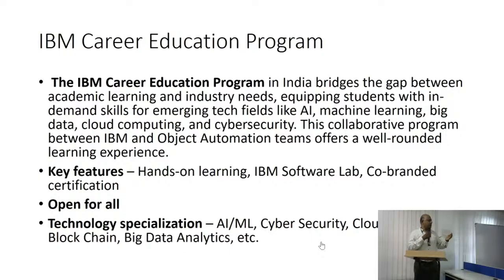So what are the things we do? We do artificial intelligence, machine learning, cyber security, cloud computing, blockchain. These are the popular trending courses. What are the key features? It's hands-on learning. Not only theoretical, we make the students do practical hands-on work in the lab. The IBM Soft Lab is provided by IBM. It's a co-brand certification, so you have the IBM brand and you have the certification. It adds value to the students when they search for jobs.